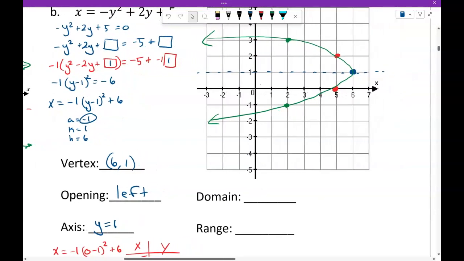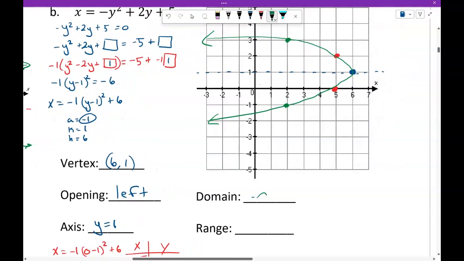Looking at the domain, since it opens to the left, that means it's negative infinity until the vertex. The vertex is an ending point for the domain. And our range is, of course, going to be negative infinity to infinity.